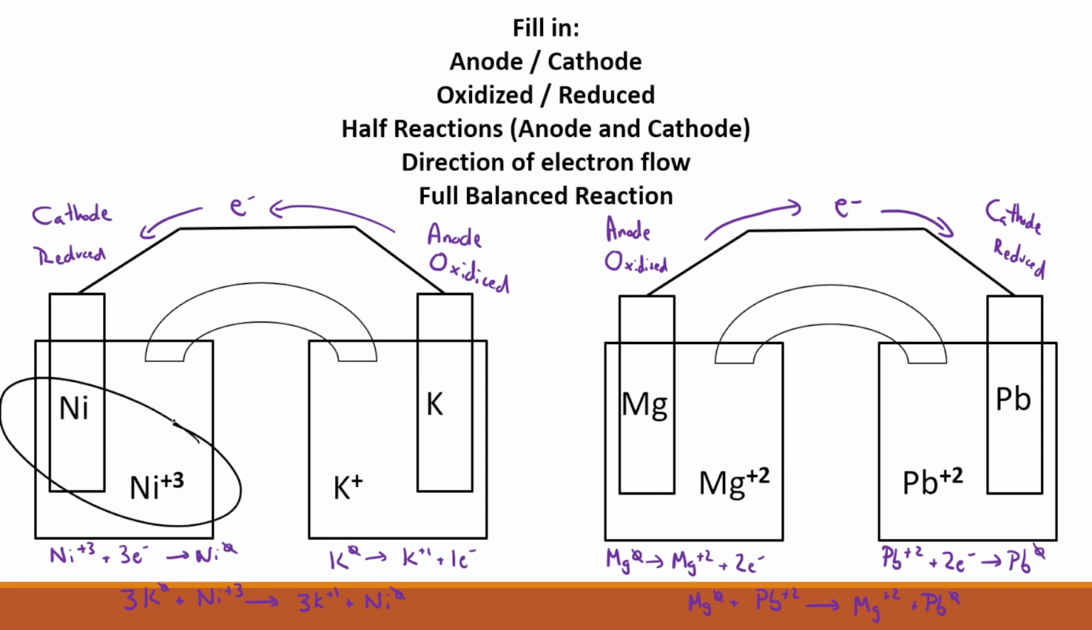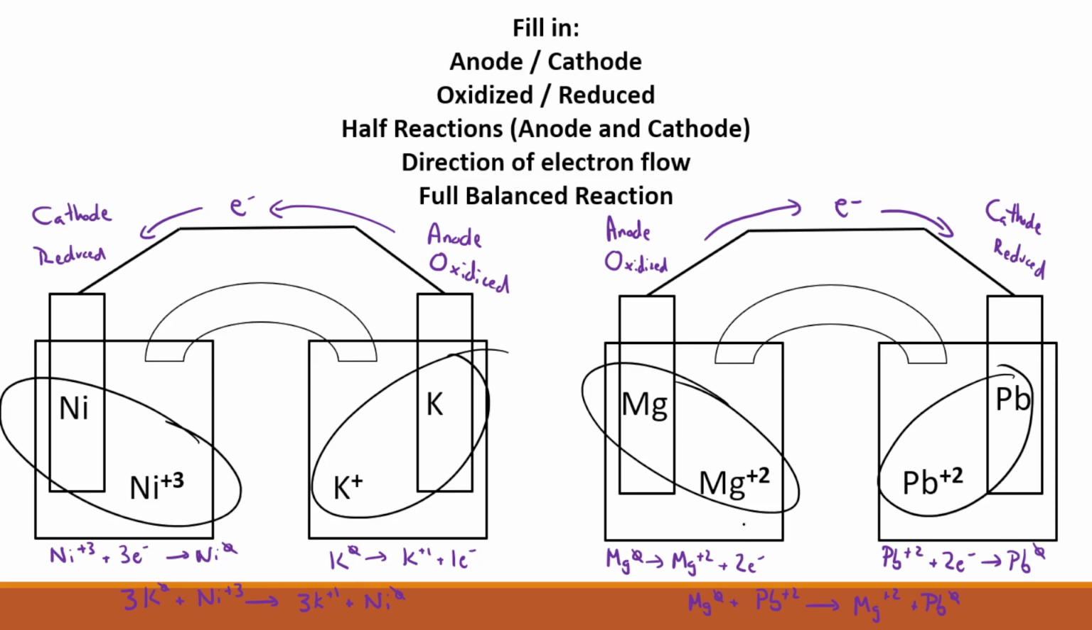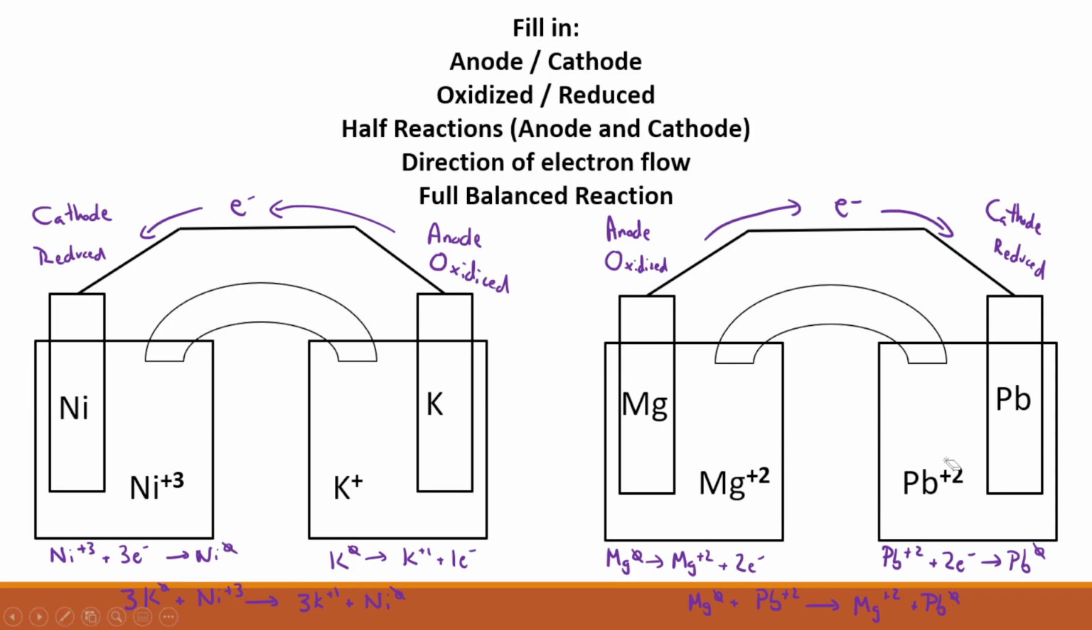Your half reactions are written based on what is given to you in each cell. You know your start and your finish. Your balanced full reaction makes sure that the electrons gained and lost are equal. So you need to multiply one or both reactions in order to make those numbers equal, or sometimes, like this last one, you just leave them alone. And those are Voltaic cells.